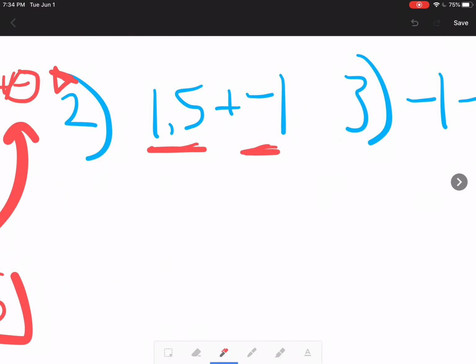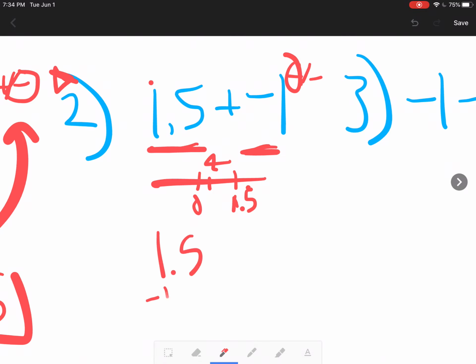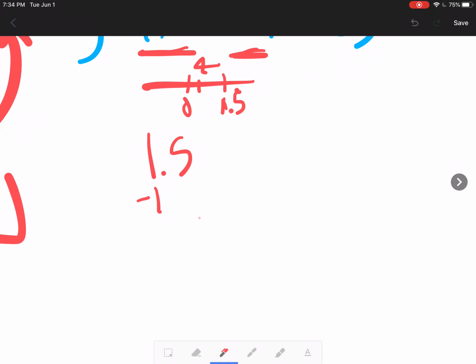Here, it's going to be similar. We're starting at 1.5, but we're going to go to the left only 1. We're going to stay in positive land. So it's going to be a positive number, but since we have different signs, we're going to go with 1.5 minus 1, which is 0.5. Box it, walk away, because we said it's going to be positive.